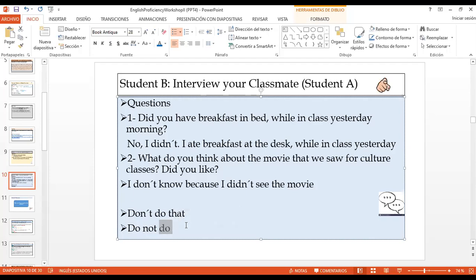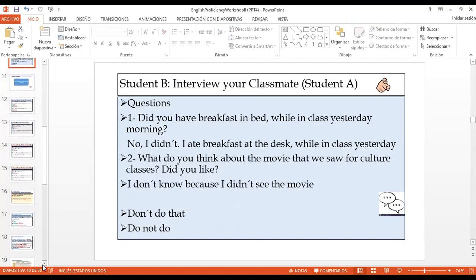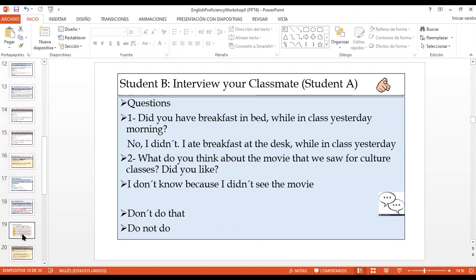So don't do that. Yes. In that case, I have heard don't and not. Yes, not will negate, for example, the verb to be. You are not supposed to do something.